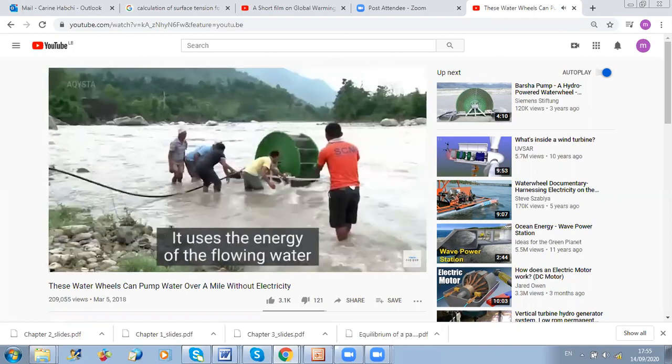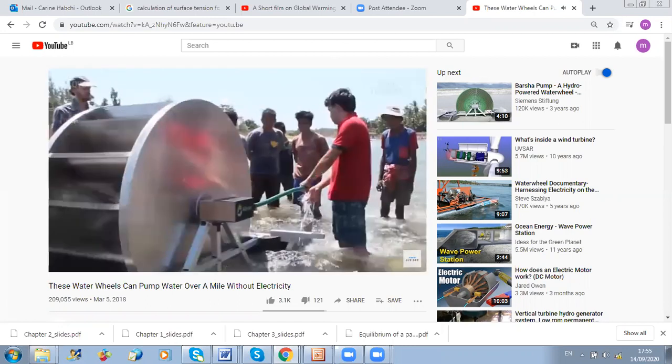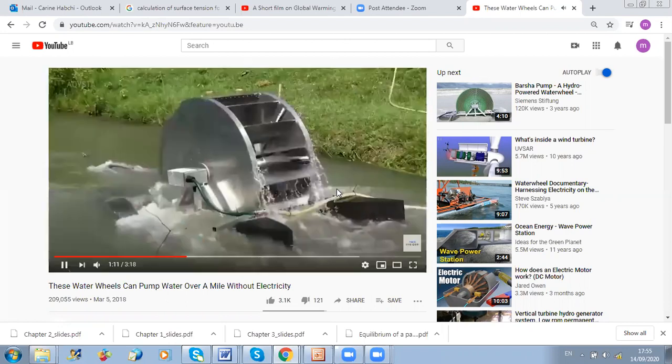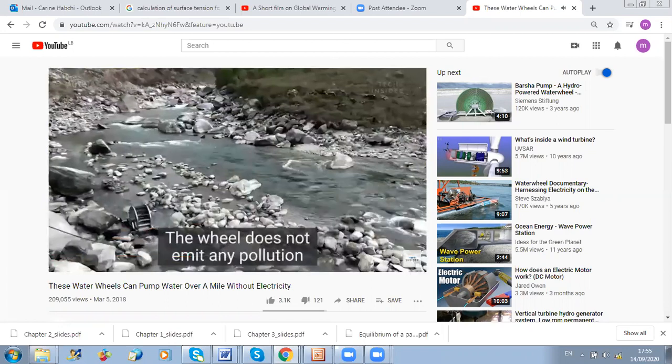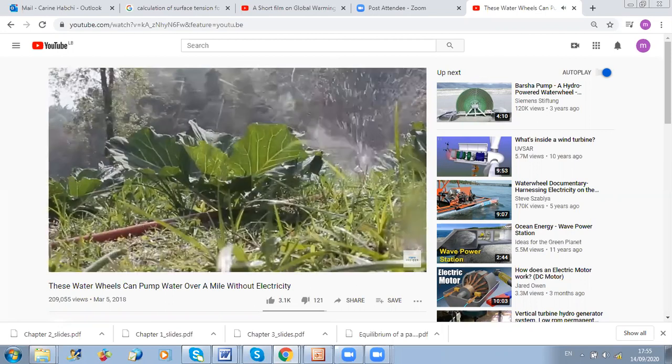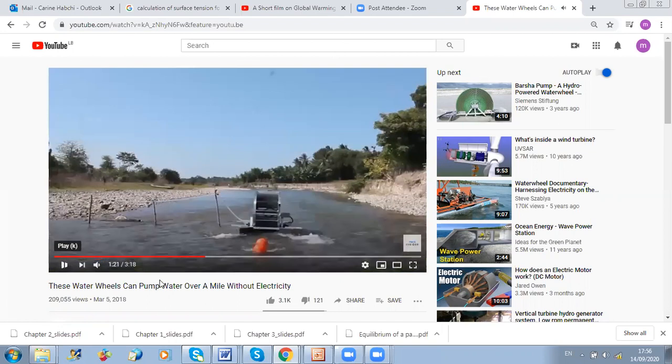So you can pump water over nearly a mile without electricity using this technique. And this is very much used in many countries. Now we will look at other videos that will physically explain for you how the energy is transformed from one form to the other.